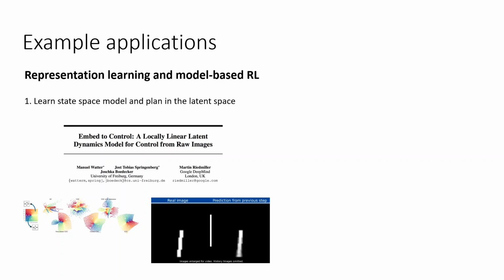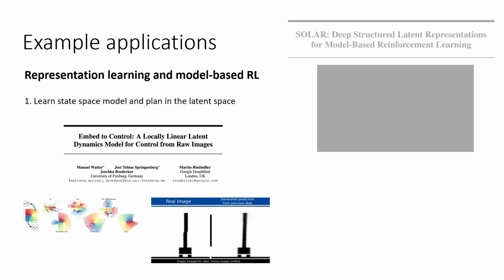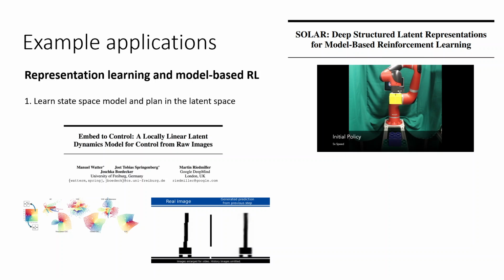And here are some visualizations. This is a simple pendulum environment. On the right side, they're visualizing the generations. On the left side are the real images. And here is a more complex cart pole balancing task that they did. Now, of course, this is a much earlier work. It used very primitive images.